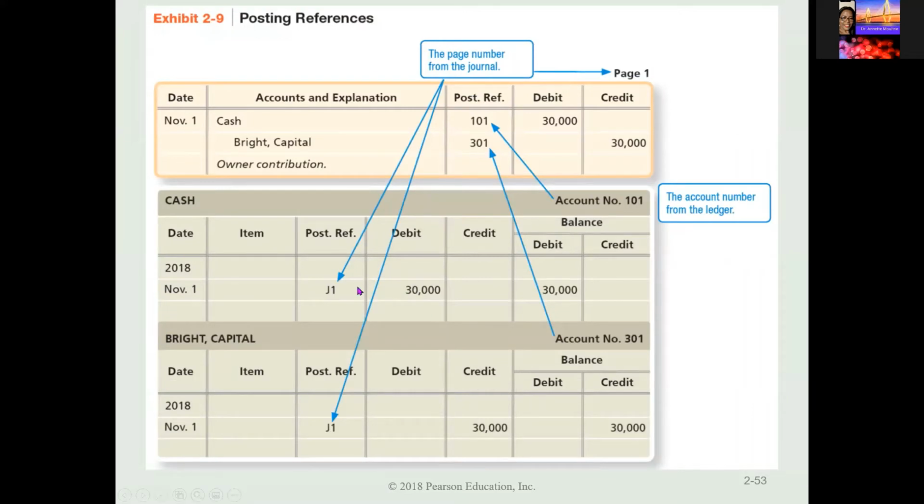Here in Exhibit 2.9, it shows the posting and associated posting references for Transaction 1 of Smart Touch Learning. Now, this process is automated in a computerized environment. So here you see the page number from the journal. And here you see the account number from the journal.